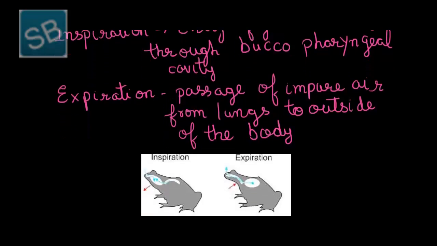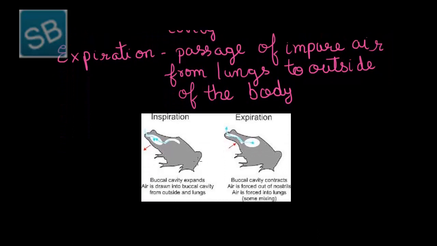As can be seen from the figure, during inspiration, the buccal cavity expands, from where air is drawn into it from outside and then enters lungs. On the contrary, in expiration, the buccal cavity contracts, due to which air is forced out of nostrils and from lungs. In this way, respiration occurs in frogs.